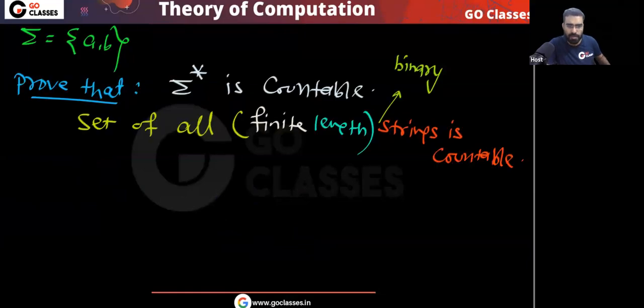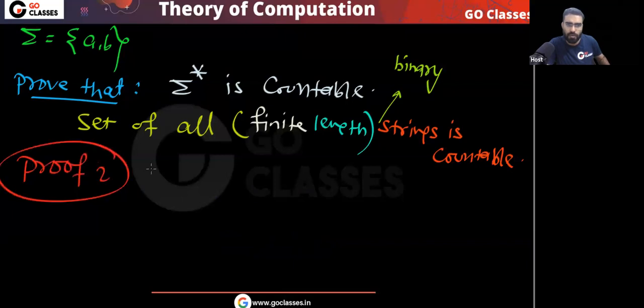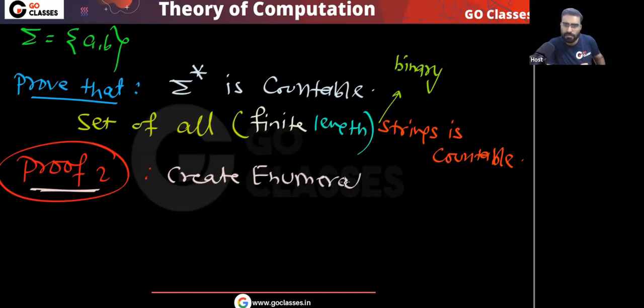Proof number 2. Tell me, give me another proof. You want to prove sigma star is countable, meaning the set of all finite length binary strings is countable. What is proof number 2? See, you can create an enumeration of sigma star.